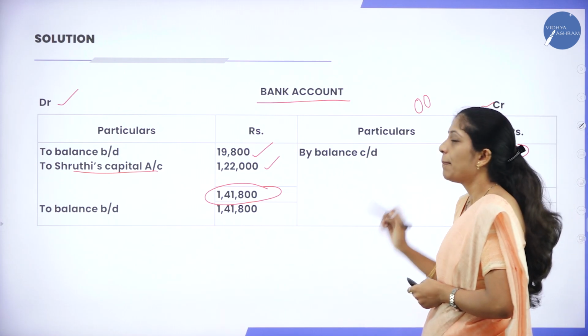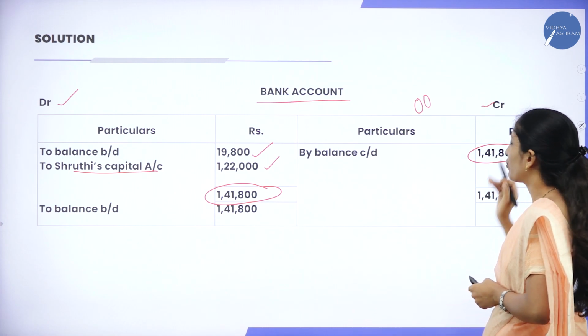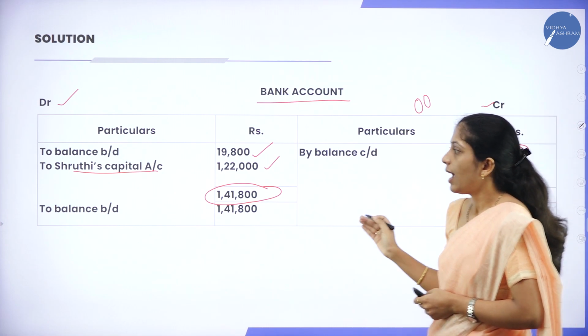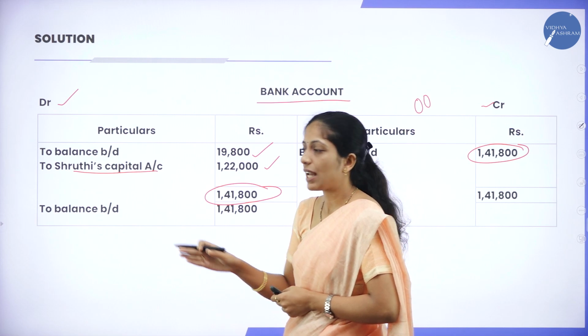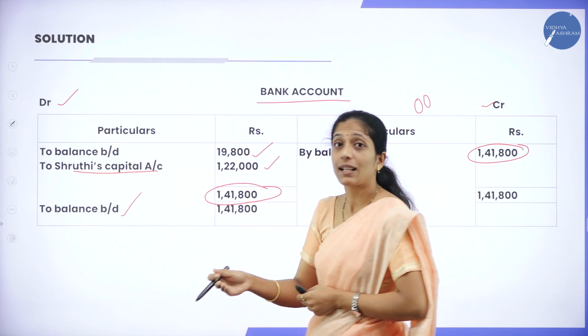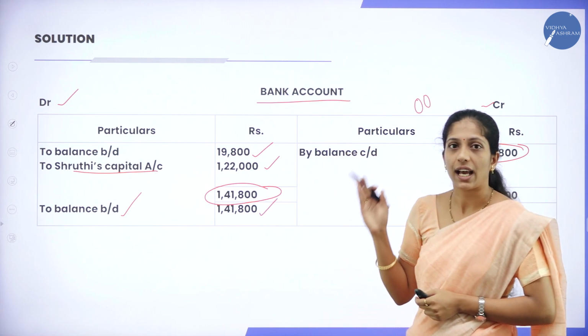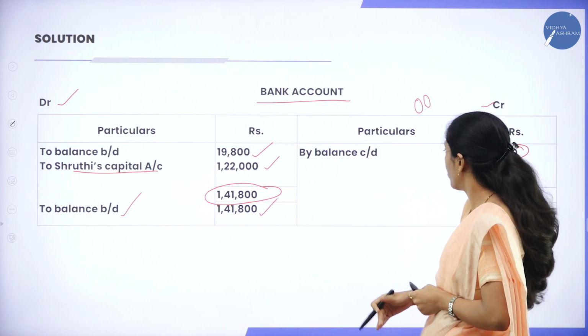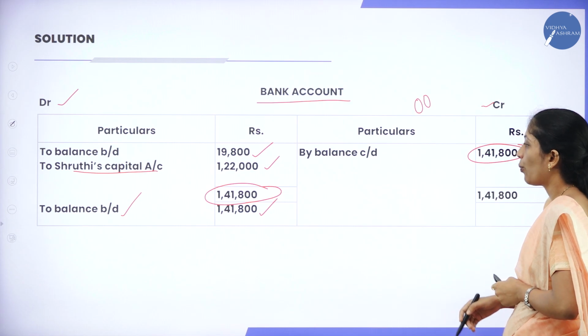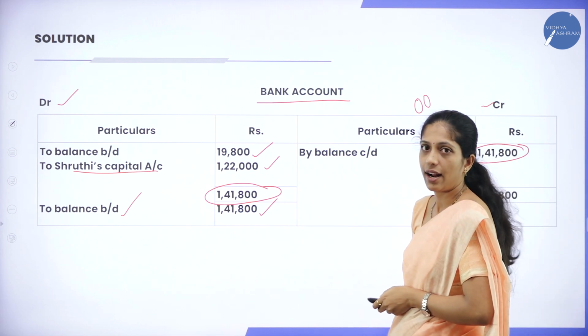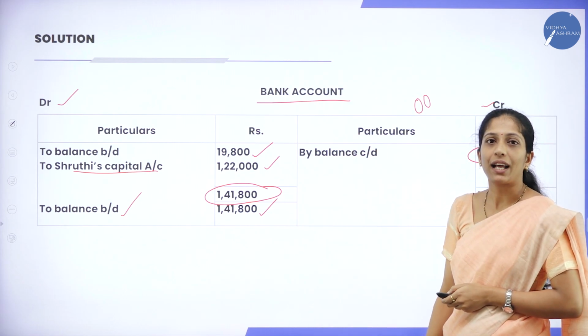So how do we record? By balance carried down 1,41,800. And whatever amount you have carried down, you have to bring down that balance at the beginning of the next month. So to balance brought down, the same amount you have carried down here has to be brought down. It is 1,41,800. So this is about the bank account.